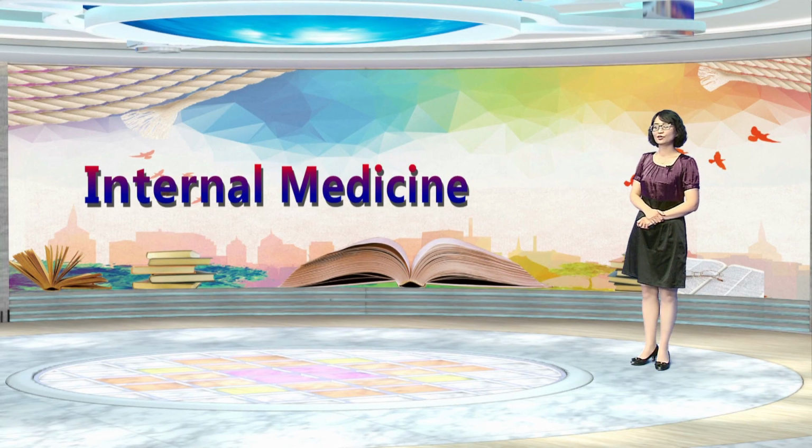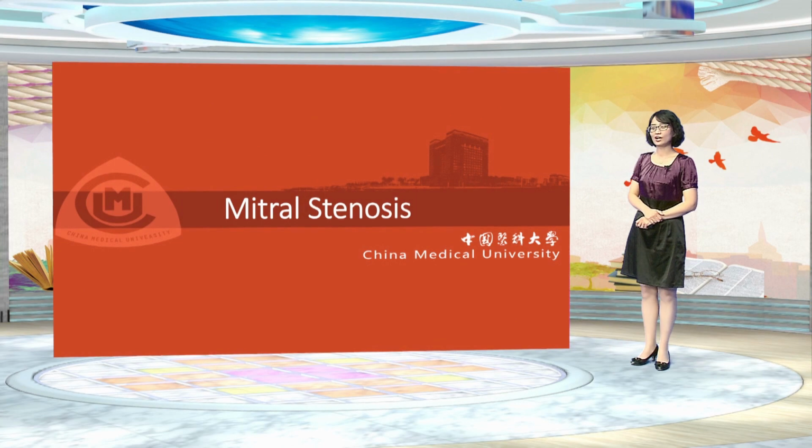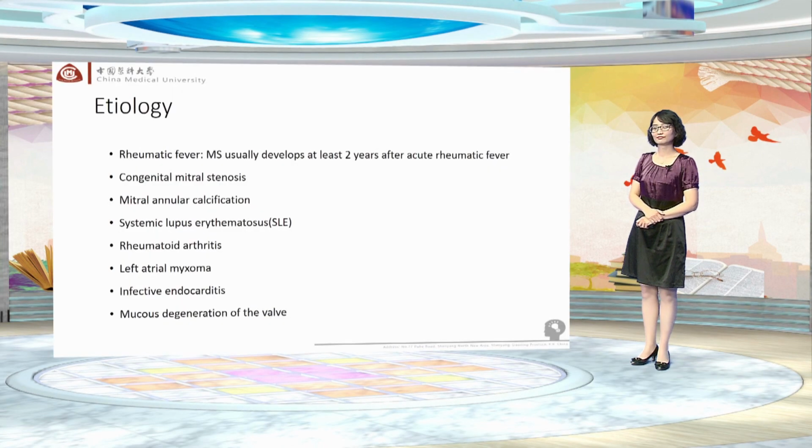Today, let's talk about mitral stenosis, or MS. Among the causes of MS, rheumatic fever is the dominant one. Because MS is a long-term process, it usually occurs at least 2 years after the acute rheumatic fever.